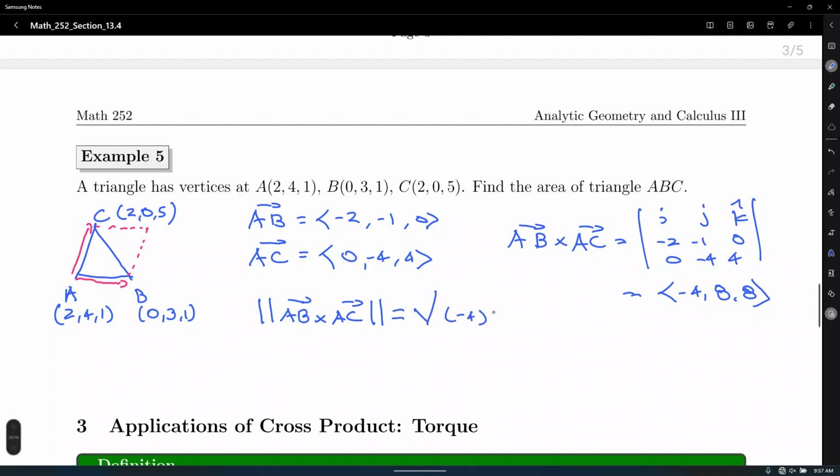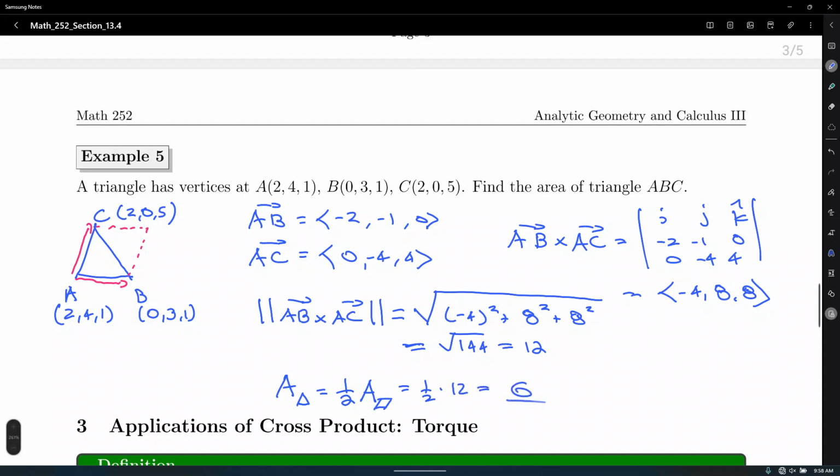So that's -4 squared, 8 squared, 8 squared. That equals, what's that? It's a nice number, by the way. That's the square root of 144, which is equal to 12. Now that we found the area of the parallelogram, we find the area of the triangle by computing 1/2 the area of the parallelogram. That is 1/2 times 12 equals 6 units.